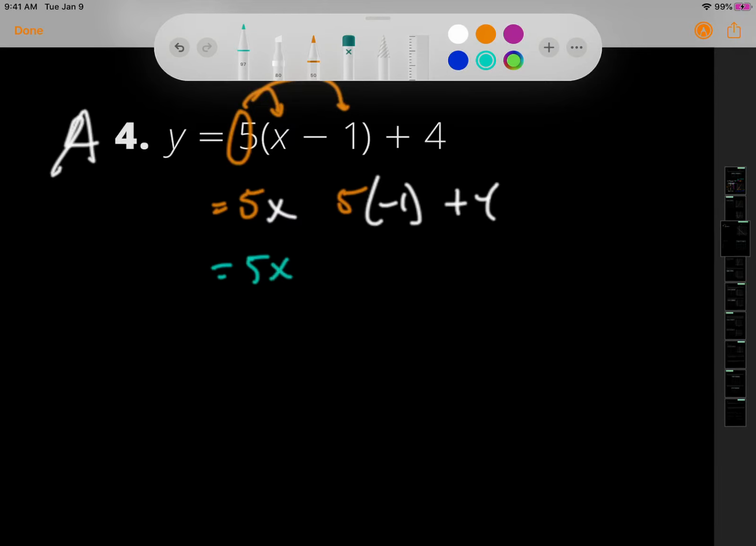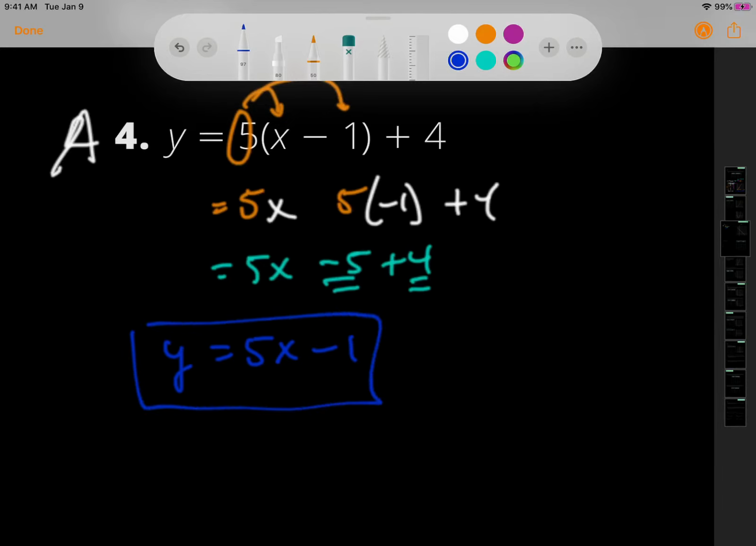So this will be 5x, that's a negative 5 plus 4. And then I can combine like terms here, so this would give me a 5x minus 1. Y equals 5x minus 1. Okay, so let's go through our function family. Linear, quadratic, exponential. If it was quadratic, it would have a power of the 2, but this problem does not have a power of 2, so no, it's not quadratic, right? Because there's no power of 2 right here.